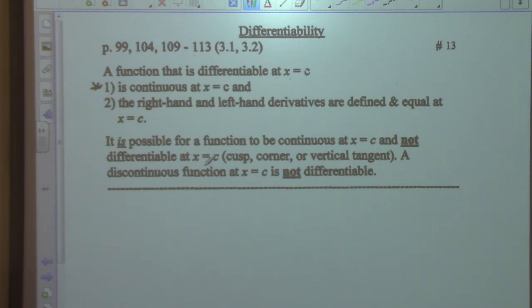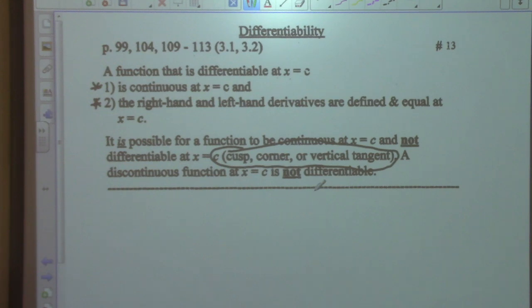But what you're going to see is, for differentiability, it'll look the same, but instead of f of x, it'll be f prime of x. So the left-hand and right-hand derivatives are defined and equal at x equals c. And then it also says it is possible for a function to be continuous at x equals c and not differentiable. And when you have a cusp, a corner, or a vertical tangent line, then even a continuous function is not differentiable.